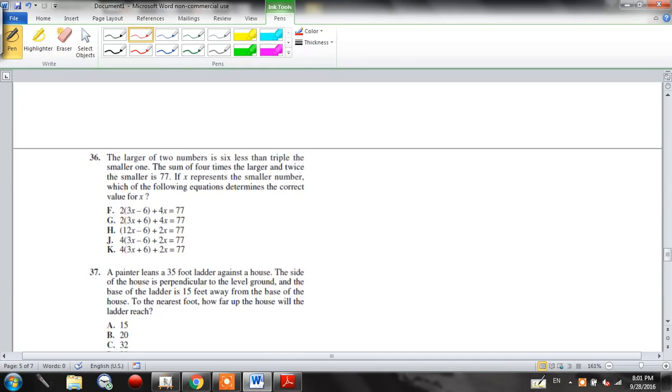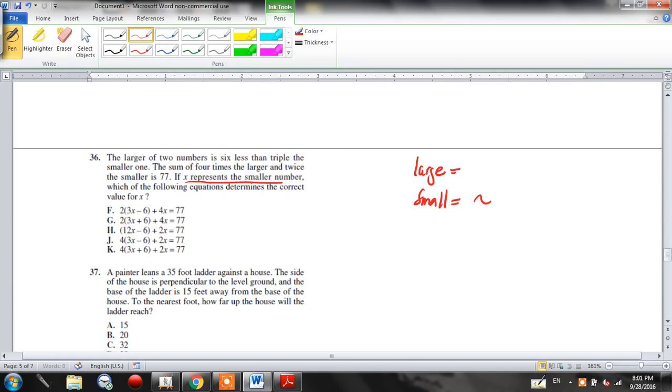Now, the larger of two numbers is 6 less than triple the smaller number. So we are talking about two numbers. There's a larger number and there's a small number. That's what we're talking about. The larger of two numbers, 6 less than triple the smaller number. They tell us, let's read it. The sum of 4 times the larger and twice the smaller is that.